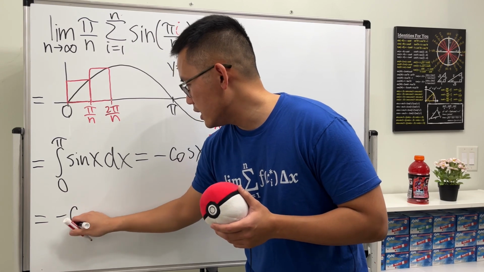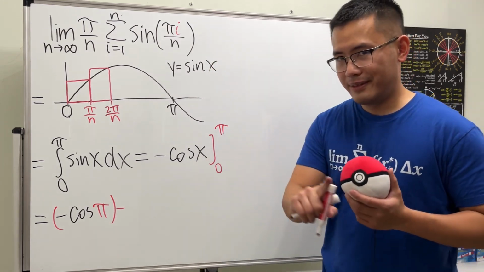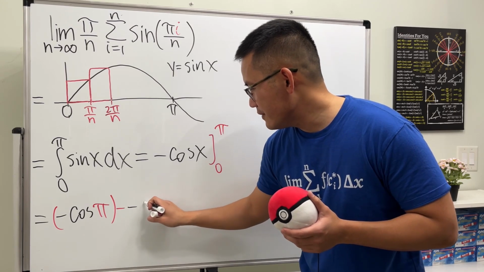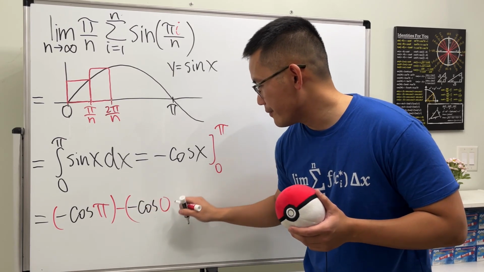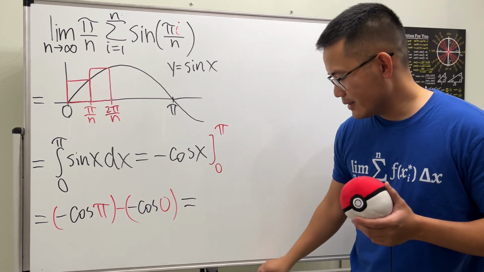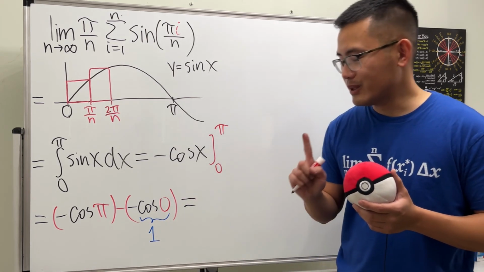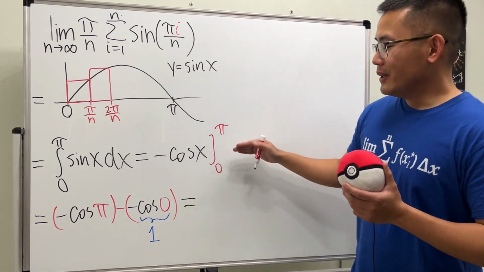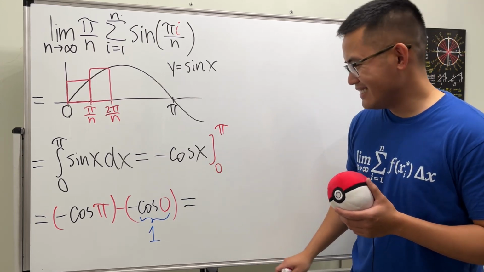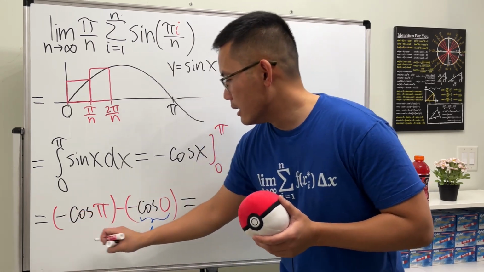So first, we get negative cosine pi, that's the first part, minus, this time 0 matters. Be really careful, we have negative cosine 0. Why 0 matters? Well, cosine 0 is 1. So be really careful. When you see 0, please don't ignore it. Plug in and actually work that out. Okay, here we have cosine pi, which is negative 1. Negative 1 times that is positive 1 altogether.